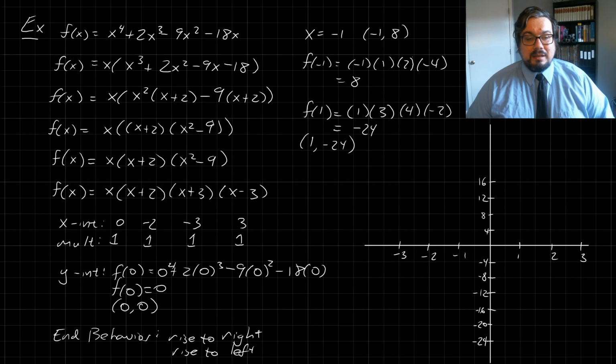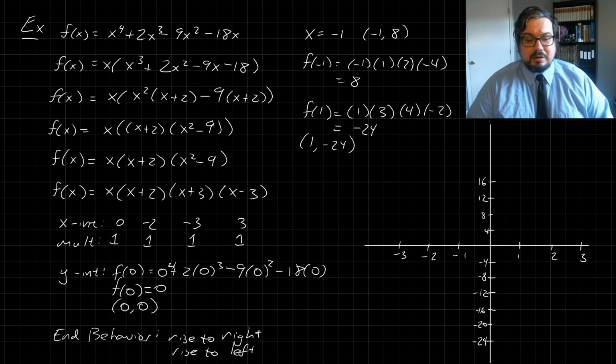So we were in the middle of graphing this polynomial function, f of x equals x to the fourth plus 2x cubed minus 9x squared minus 18x. And now that we have the x-intercepts with their multiplicity, the y-intercept, the end behavior, and a few more points, because all of our previous points all lay on the x-axis, we're ready to graph it. So let's go ahead and do that.